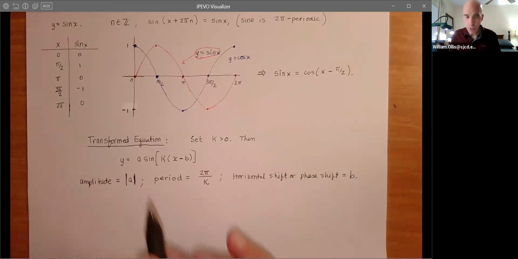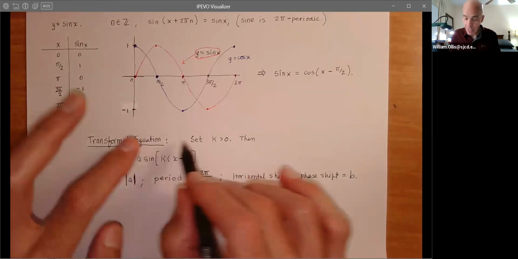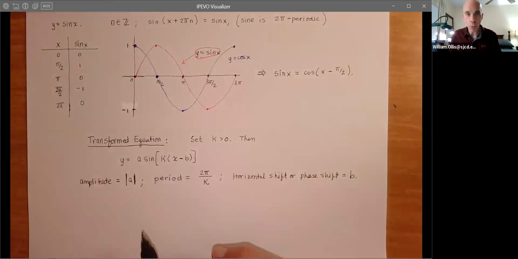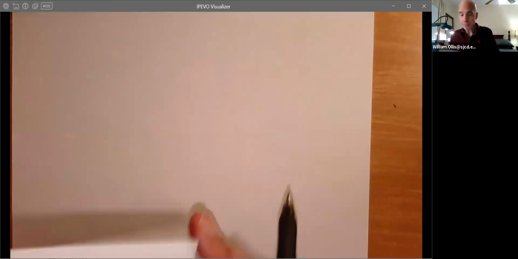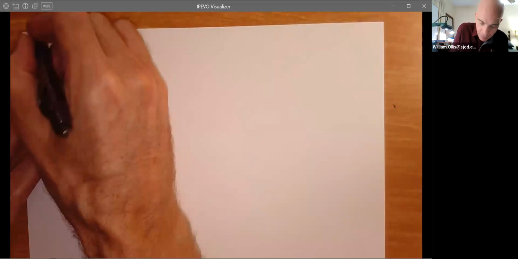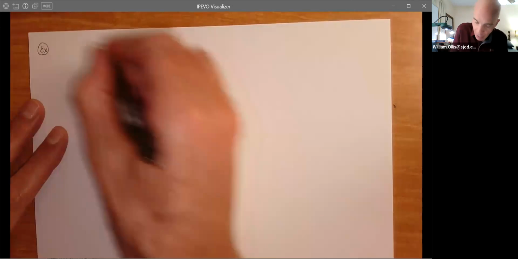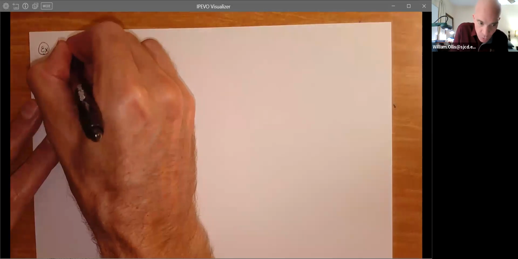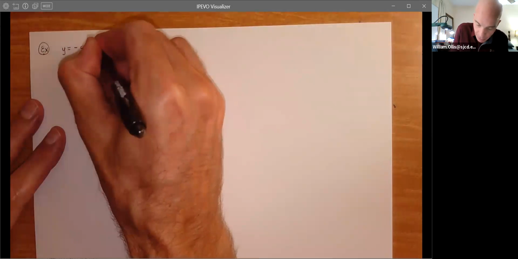Now, the same goes for the sine function or the cosine function too. You can write it the same way, but this will be kind of like our standard transformed equation. So let's see how that works. This is actually kind of interesting. Let's start with a simple one, and then we'll amp it up some. So say we have y equals negative sine 4x.